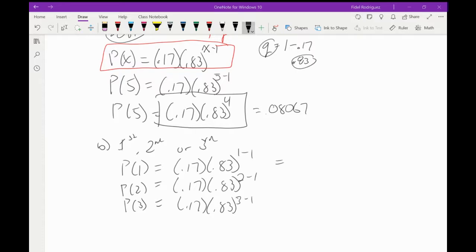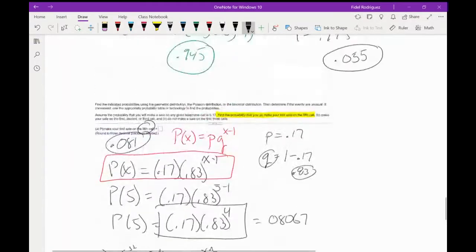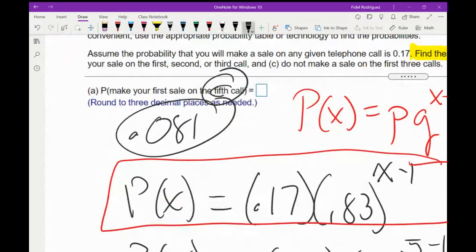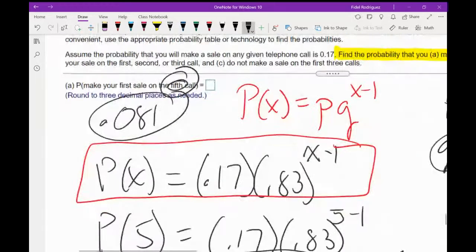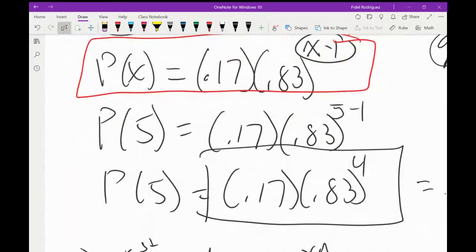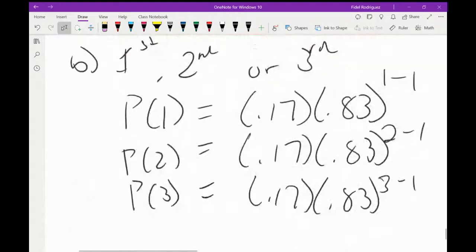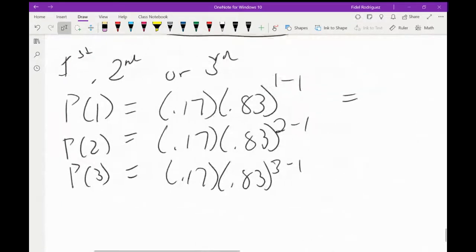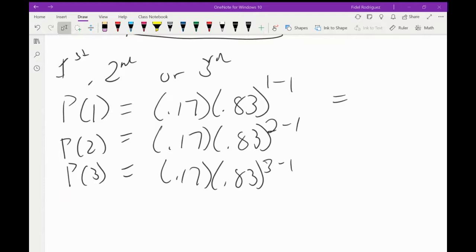Okay. And I heard something in the chat. Let me see. What did I get, the 5 minus 1? Because what did it tell me to do? When I look at part A, it said the 5th call. And what does my formula have? The power of x minus 1. So that's why it's 5 minus 1, which is 4. Okay, so guys, let's go ahead with this one here. I heard something else in the chat. Okay, you're welcome. No problem, Evelyn.